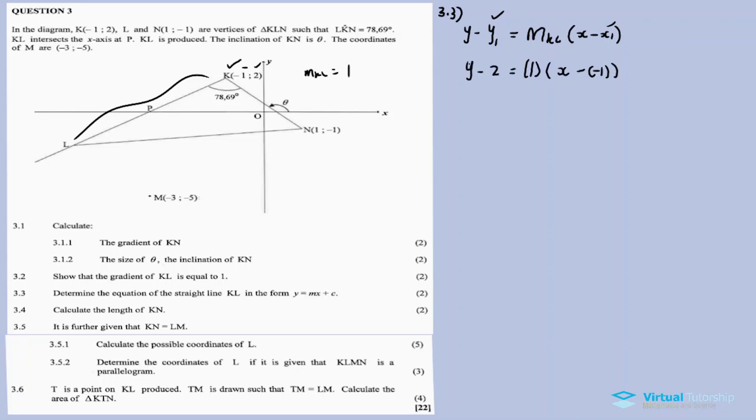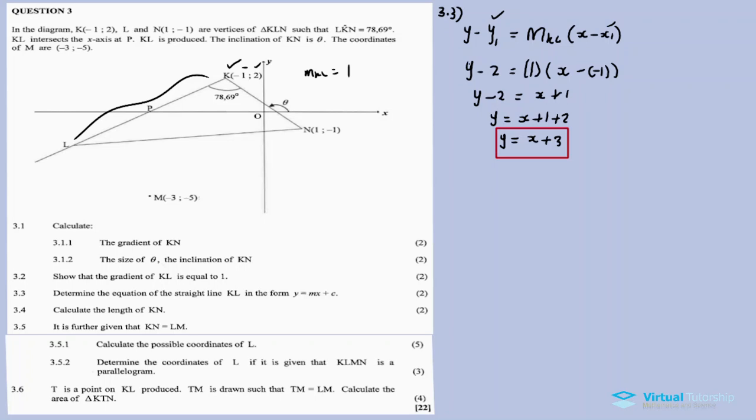Then I substitute, and after substituting, the negative and the negative approaches 1, and then I distribute the 1 inside the bracket, in total x plus 1. Then I transpose the 2, which gives positive 2, and then y is equal to x plus 3. So this is the equation for KL.